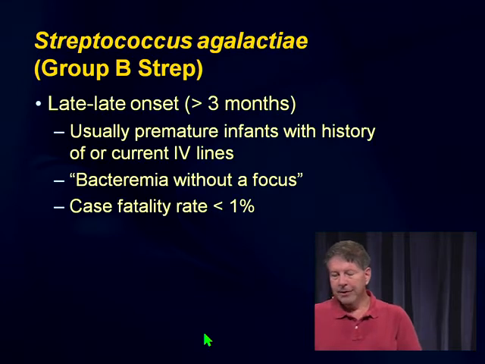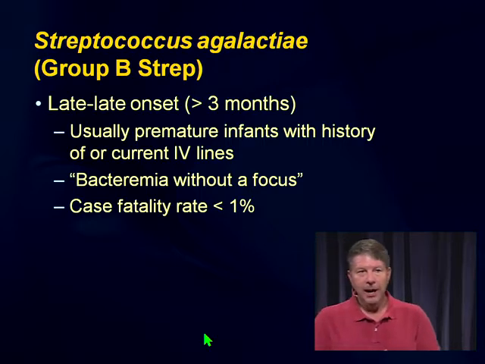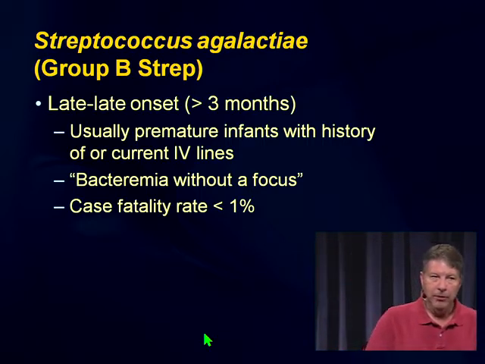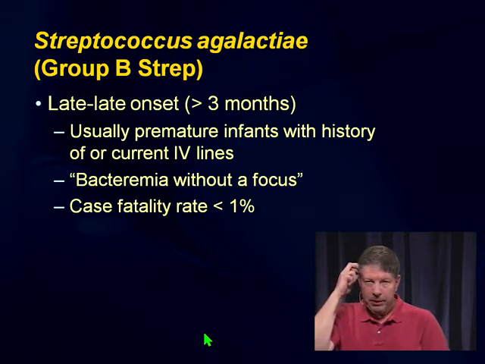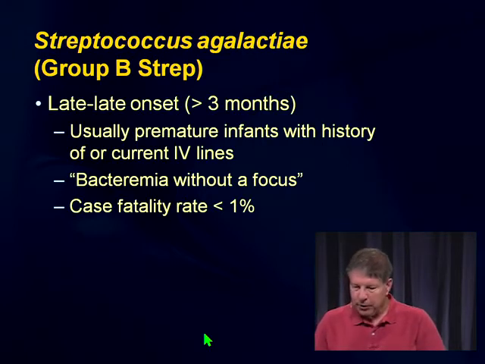And then there's a late onset that somehow, who knows why, occurs way out past 3 months. Usually this is seen in a premature infant who had a history of or still has current IV lines. They're 4 months old, they're in the NICU, they still have lines, and they develop group B strep bacteremia. These kids do well, but you just need to jump on it and start them on therapy. So know when the meningitis occurs versus the pneumonia.